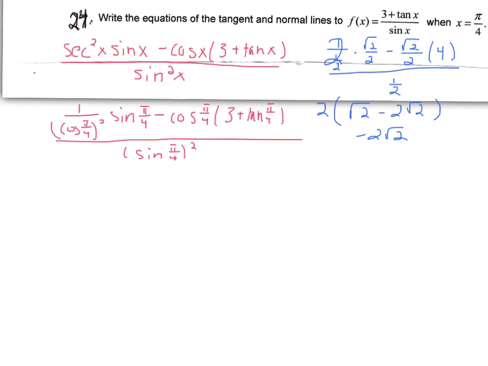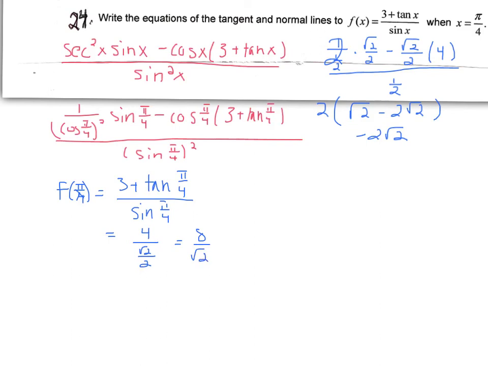Now we need to put this into point slope form, which means, though, first I have to plug pi over 4 into my original equation. So we're plugging pi over 4 in for x to see what our y value is. So that would be a 4 over a root 2 over 2. And if we multiply it by the reciprocal, that would become an 8 over root 2. So my point is pi over 4, comma 8 over root 2.